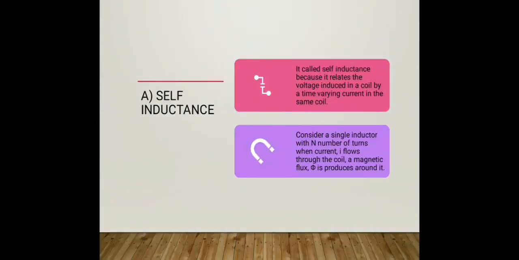Self-inductance. It is called self-inductance because it relates the voltage induced in a coil by a time-varying current in the same coil. Consider a single inductor with number of turns n. When a current i flows through the coil, a magnetic flux is produced around it, which induces a voltage.